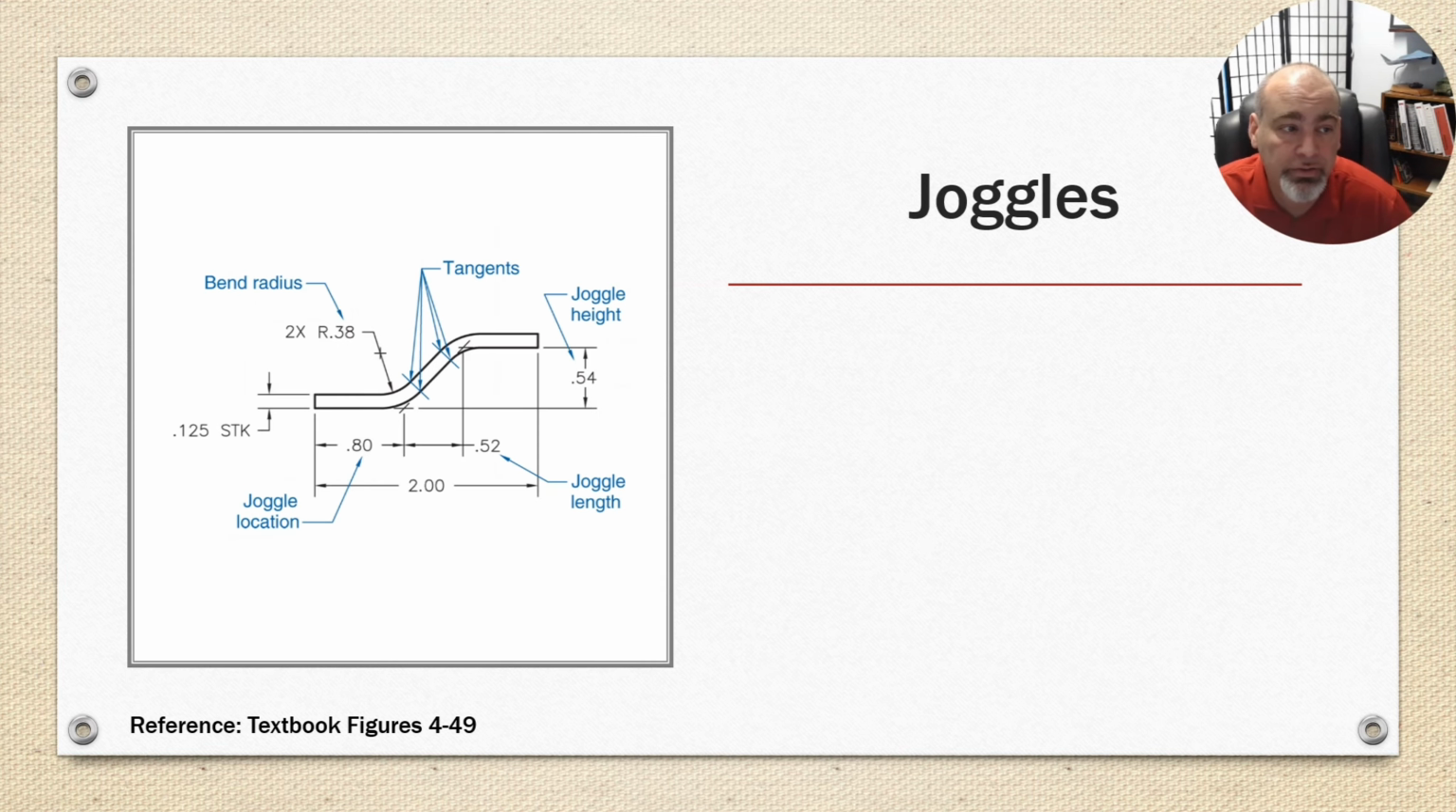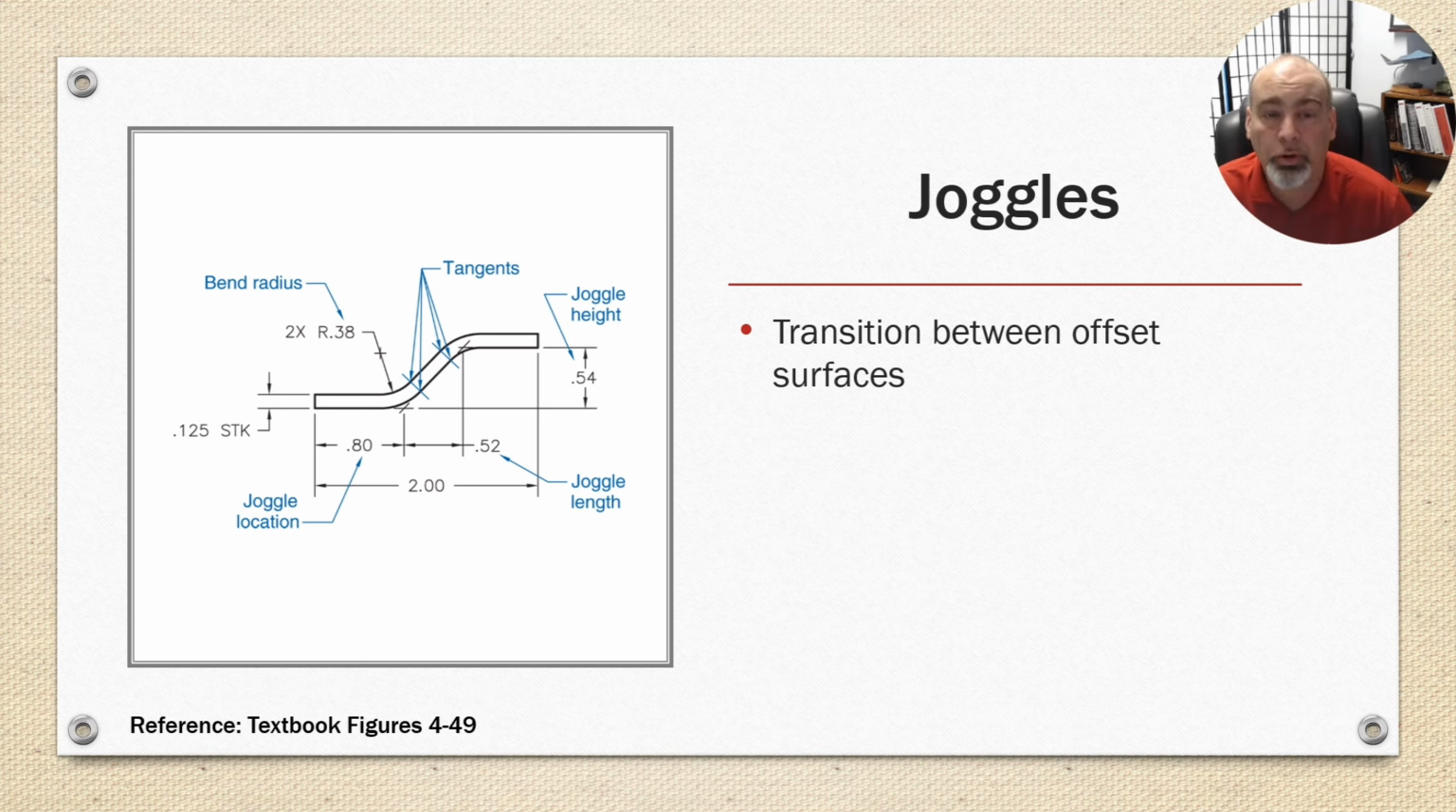Okay, joggles. This is the other form of joggle. This is a sheet metal joggle. They're used for transitions between offset surfaces. So you see this where you have multiple panels on something and they need to interlock with each other. The joggle will be the thickness of the material so that overlapping sheets can go together and be fastened together. Also increase strength.